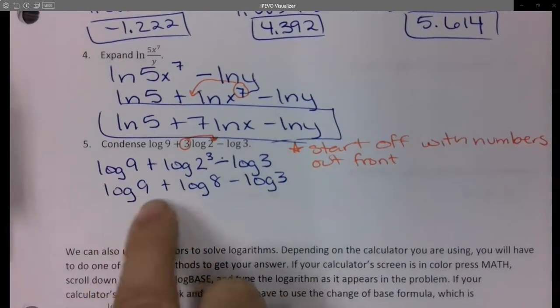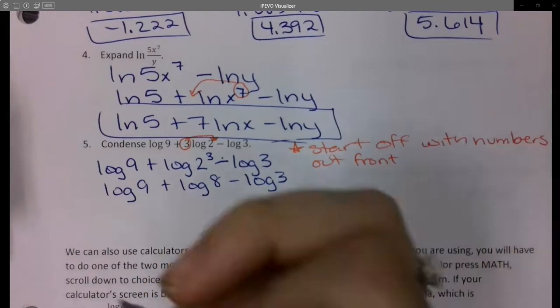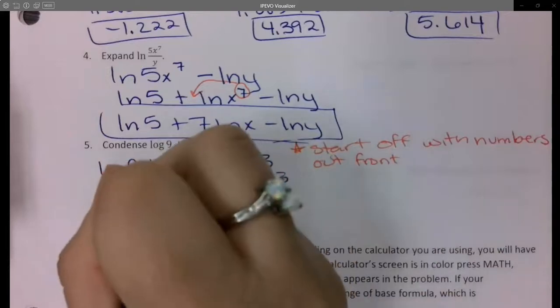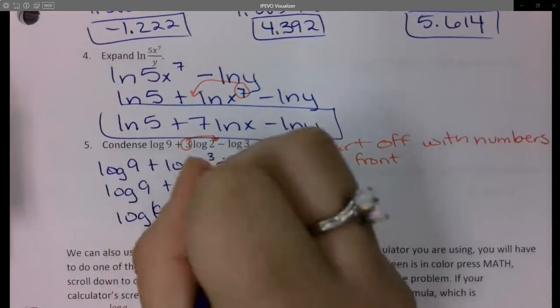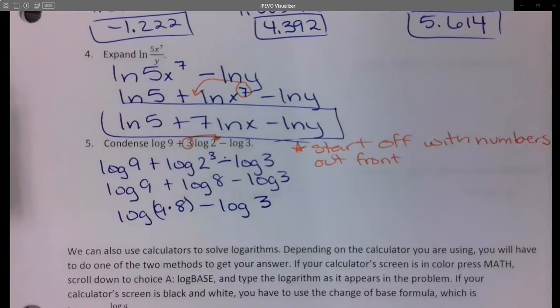Then I have these 2, which remember addition goes with multiplication. So I'm going to have 9 times 8. What is 9 times 8?